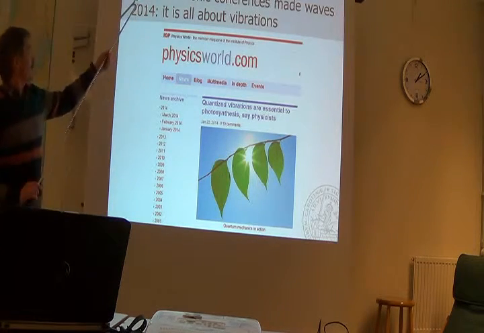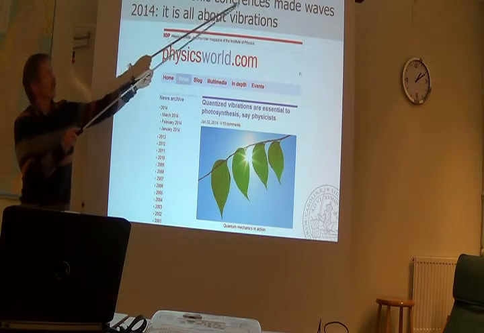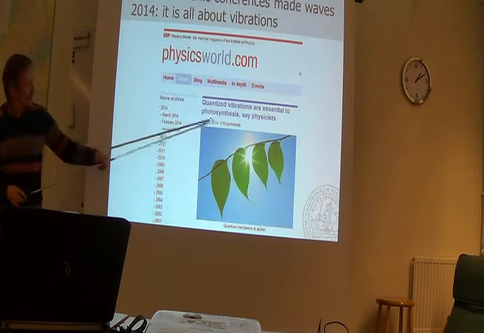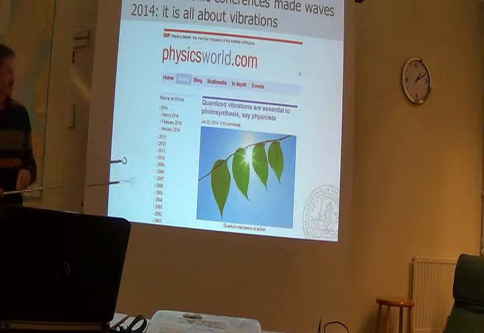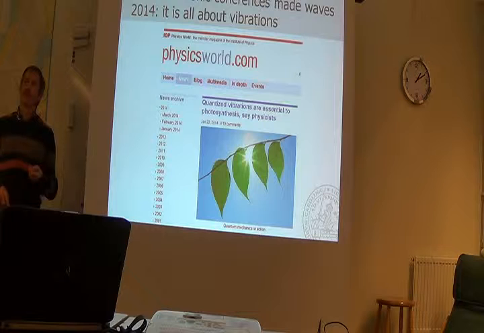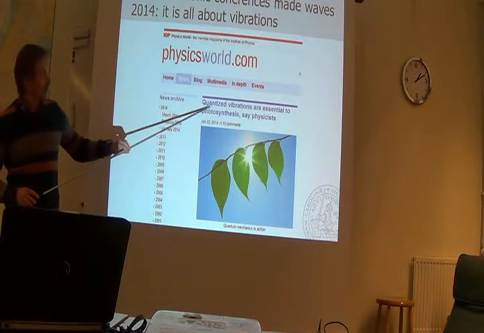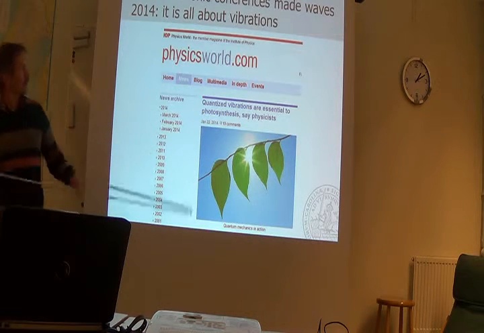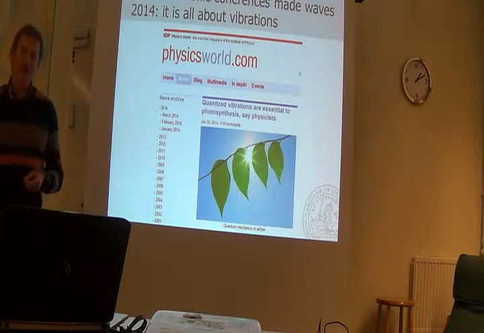So if around 2010 it was all about electronic coherences, then there was a Physics World website based on an article in Nature Communications, which actually made now a pretty big deal around how important the vibrations can be in energy transfer. So there was a semi-popular article in Physics World, quantized vibrations are essential to photosynthesis, say physicists. So now it was vibrations which were so very important.